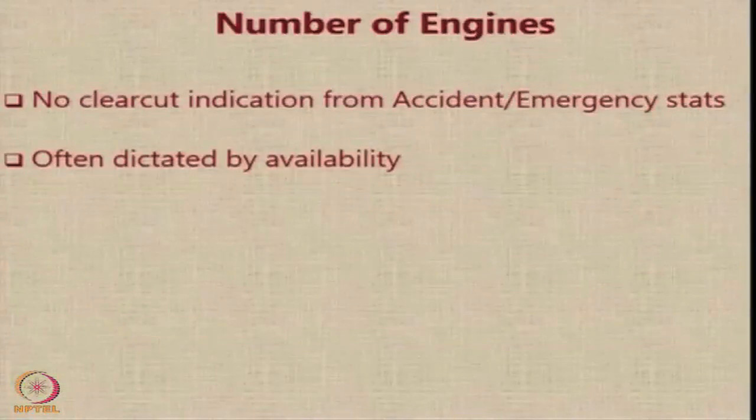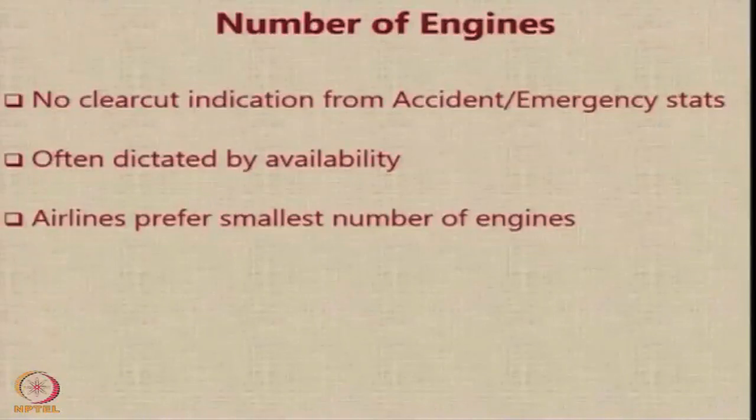But just by giving 4 engines, it is not that you increase the reliability or you increase the safety. Often the number of engines that you provide on the aircraft is dictated by the availability of engines of sufficient power that you have estimated, and also sometimes you have certain engines available and you want to design the aircraft around those engines. In those cases, the number of engines is often dictated by the availability of the suitable engine. If you look at the airline point of view, they prefer to have the smallest number of engines with which the flight can safely operate, because that reduces the constraint on the availability of the working number of engines.